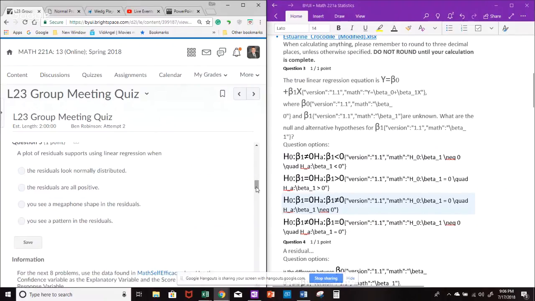Okay. It says a plot of residuals supports using linear regression when it's constant. The first one, the residuals look normally distributed, but I'm not sure.